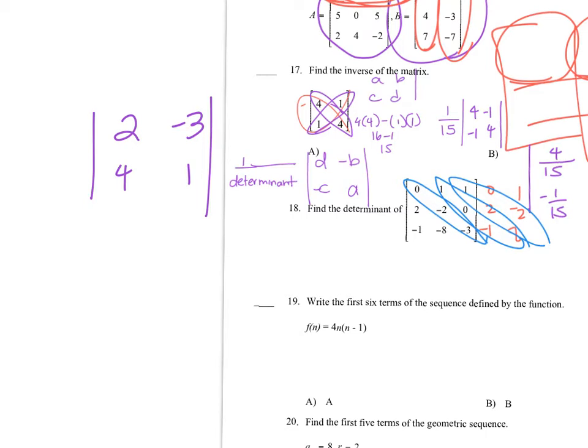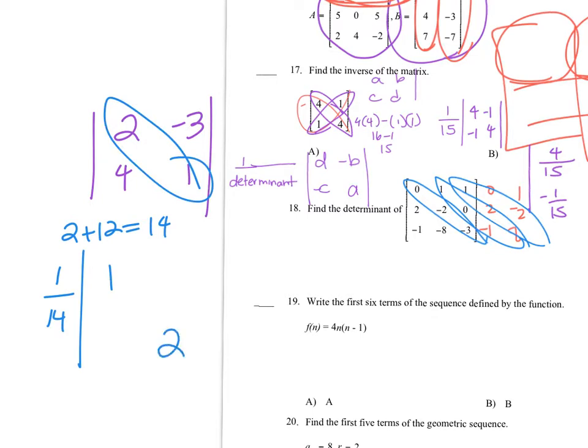So if I was asking for the inverse of that, the determinant would be 2 minus a negative 12, which would be 2 plus 12, that's 14. So I do 1 over 14 times, I switch the 2 and the 1, so that becomes 1 and 2, and I negate the negative 3 and the 4, so this becomes a positive 3 and a negative 4. And then I distribute that into each one.